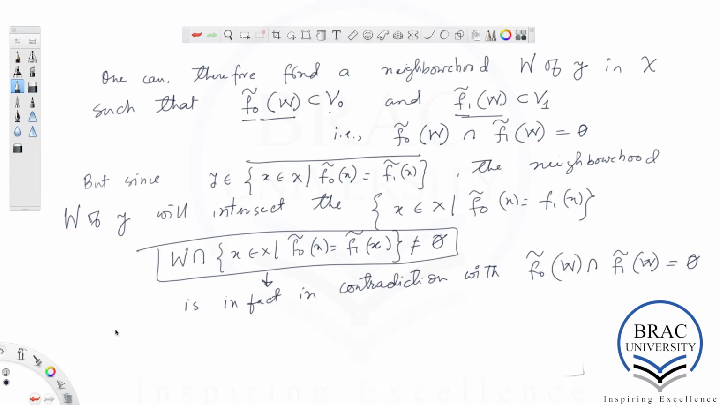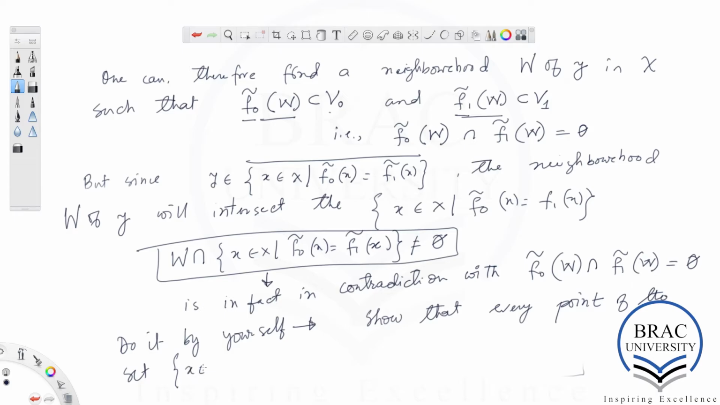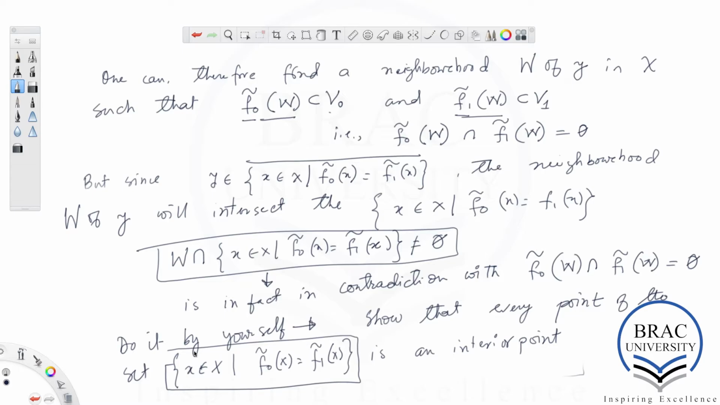One can use an analogous argument. I leave it as an exercise. Do it by yourself. Analogously, one can show that every point of the set is an interior point. That proves that this set is an open set. So we have thus proved that the same set is both open and closed, and we are done. QED. Good.